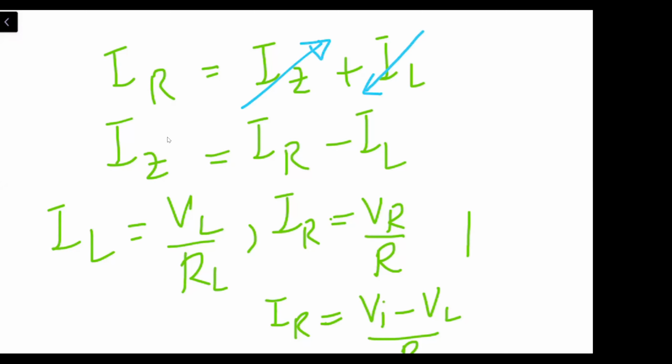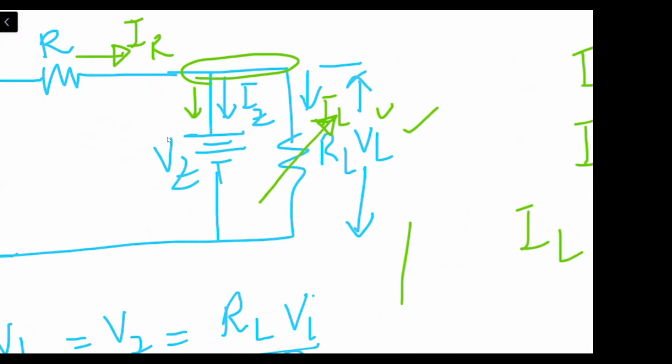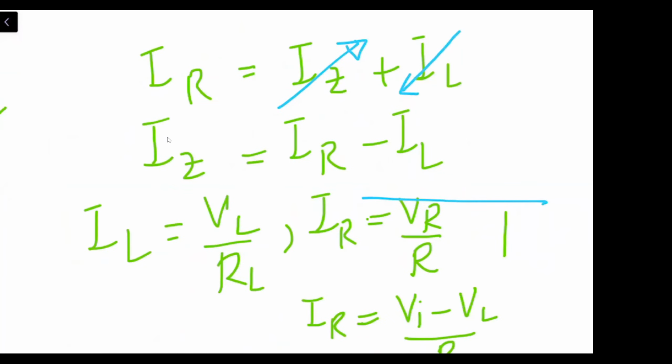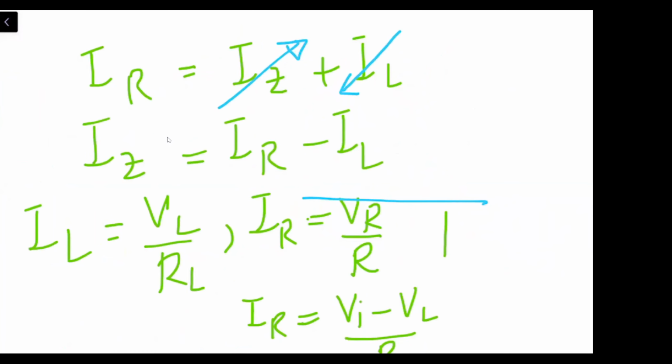Okay. What we say is that if I increase the value of RL, the current flowing through the load resistor RL will decrease, right? So the current flowing through the load resistor RL will decrease, but the total current IR needs to be kept constant. And how will it be kept constant?